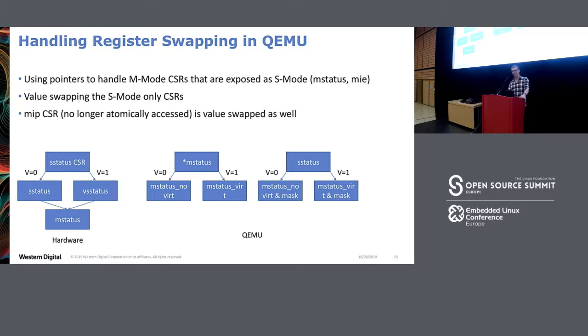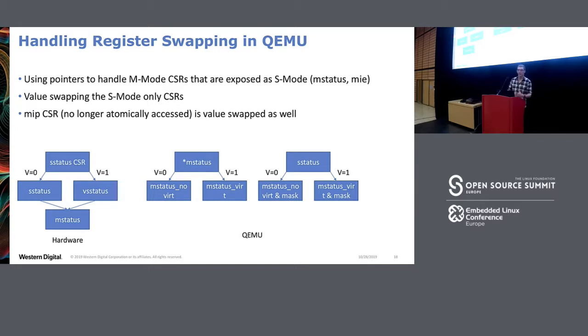So register swapping. Register swapping is my least favorite part of this whole thing. It gets really complicated because of the way RISC-V CSRs work. For a lot of the CSRs, there is the M mode and the S mode, like mstatus and sstatus. But the sstatus register is actually a masked version of mstatus. So mstatus is the register that contains all the information, and sstatus is just some of that information that the guest, that the OS, can see. The OS doesn't see all of it, it just sees some of it.